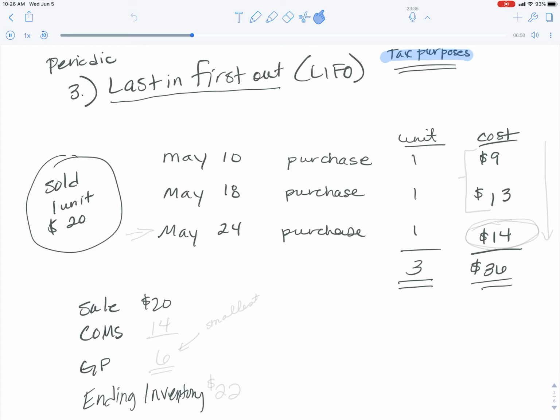We're going to get to the end of the month. We've got 3 units still in inventory, and they cost us a total amount of $36. With LIFO, we're going to assume the last one we purchased on May 24th was the first one we sold. So the last one bought, first one sold. That one cost us $14, so our gross profit is $6. That leaves our ending inventory with the first ones that we bought, so $21.